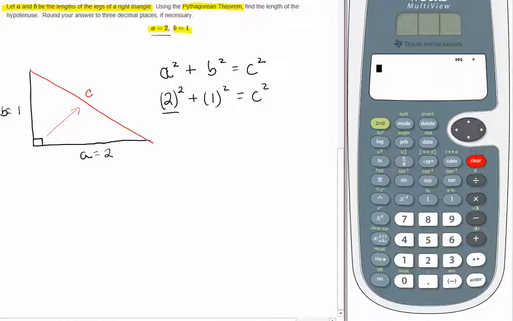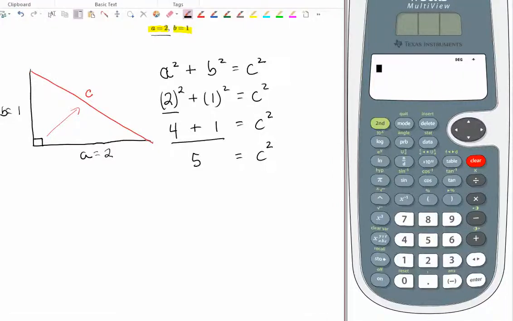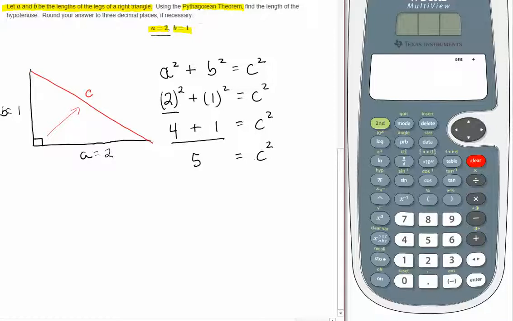Let's see, 2 squared, 2 times 2 is 4. 1 times 1 is 1, and that's equal to C squared. And then finally, we get 5 is equal to C squared. So the length of the hypotenuse is not 5. The length of the hypotenuse squared is 5. So we've got one final step here, and that is to find out what C is.